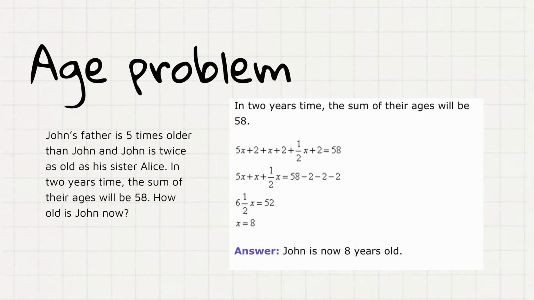Solving for x, we got the answer of 8, and this will also be the current age of John. His father's age is 40, and his sister's age is 4. To check, you can simply evaluate by replacing x with 8 and see if the equation will be equal to 58.